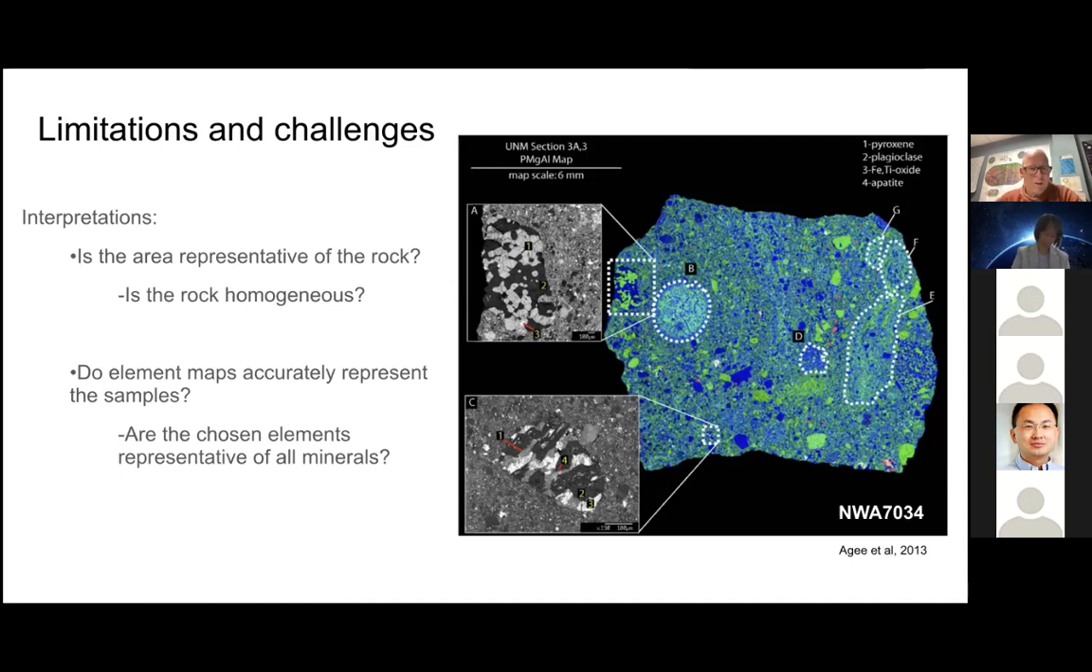The other assumption that we have to make that's a limitation is based on the choice of elements that are used to create these maps. Are we choosing the right suite of elements that really represent all the minerals that we see forming the rock? And are we choosing the right suite of elements to catch these minerals?